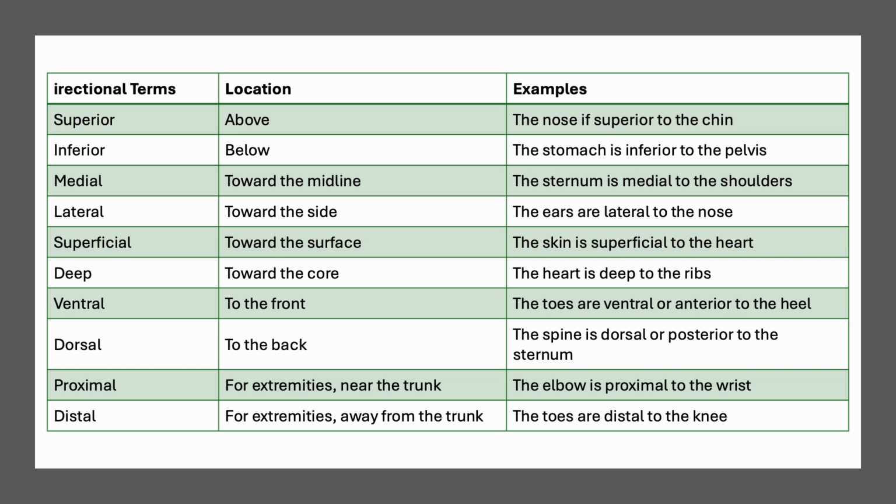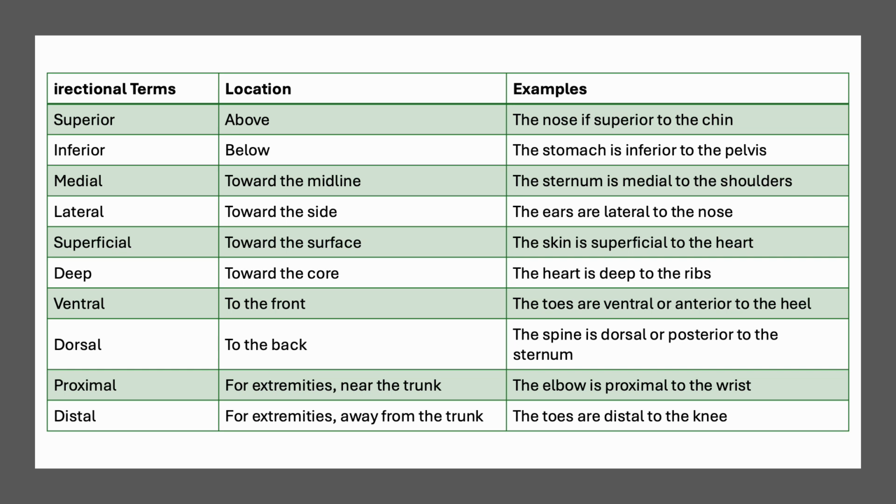Superior is above, that is the nose is above the chin. Then inferior is below, that is the pelvis is inferior to the stomach. I interchanged them here. Medial is toward the midline. The sternum is medial to the shoulders, or medial to the breast tissue, or medial to the lungs. Lateral is toward the side. The ears are lateral to the nose, or the eyes are lateral to the nose, etc. Superficial is toward the surface. The skin is superficial to the heart.